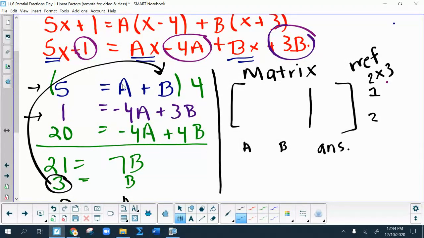And I'm going to use coefficients. So the coefficient on A for the first equation is 1, and the coefficient on B for the first equation is 1, and the answer for that equation is 5. The coefficient on A in the second equation is -4. On B in the second equation is 3, and the answer in the second equation is 1. And then this is going to go in your calculator and you're going to solve. So I'm going to open the calculator to show you how you do that.